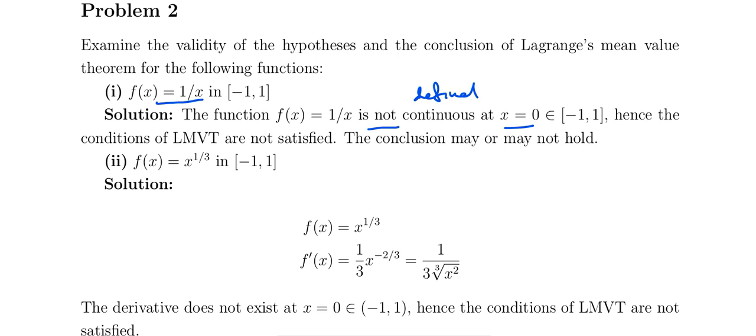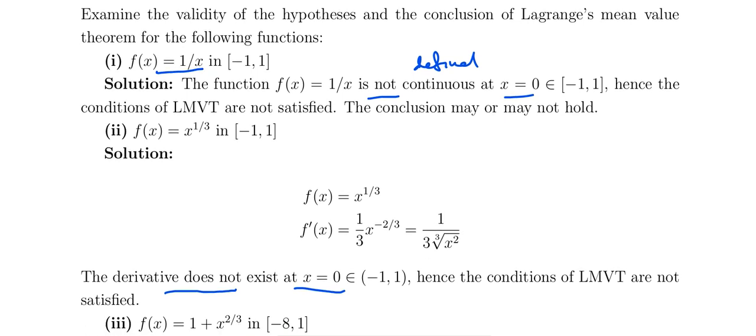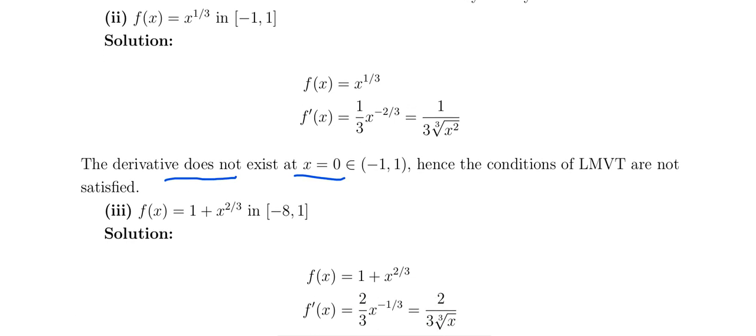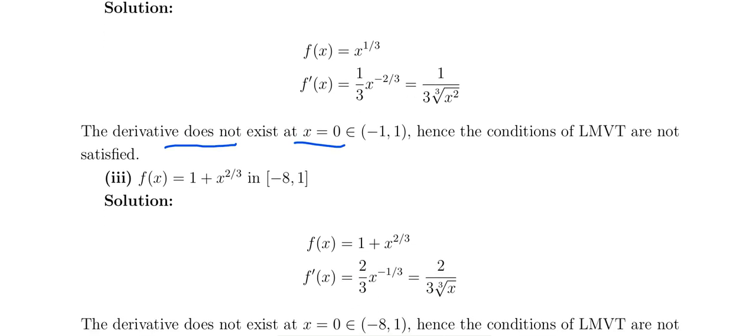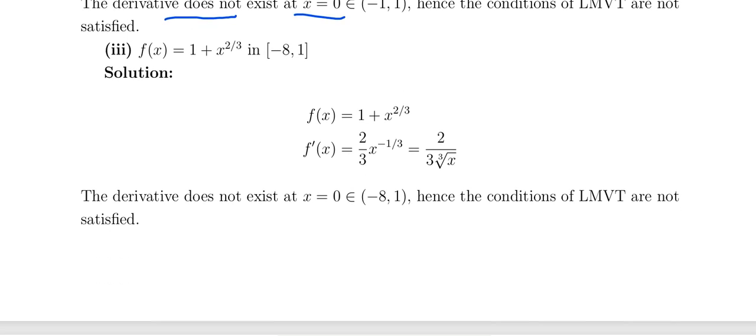For x power 1 by 3, the function is differentiable, but if you look at f dash of x, the derivative doesn't exist at the point x equal to 0. It is not differentiable at x equal to 0. So this does not satisfy the Lagrange mean value theorem conditions. Similarly, for 1 plus x power 2 by 3, if you differentiate, the derivative doesn't exist at the point x equal to 0.